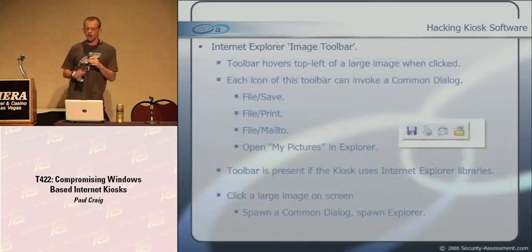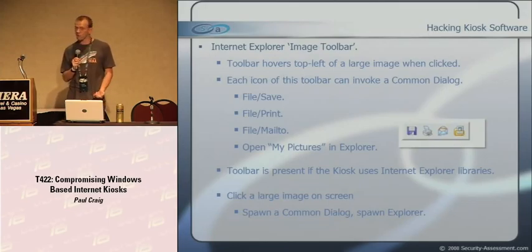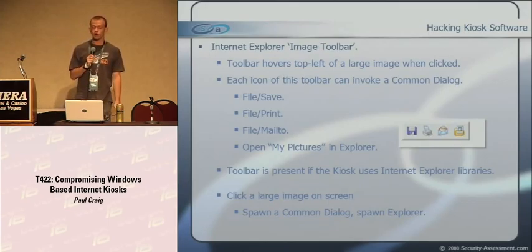Now, the Internet Explorer image toolbar. This is a toolbar that hovers in the top left whenever you click a really large image. Each icon of this toolbar can invoke a common dialog. This will allow you to invoke a file save, file print, file mail to, and open My Pictures in Explorer. It will directly spawn Explorer. If the kiosk is written using Internet Explorer libraries, this toolbar is present because it's part of those libraries. So it's a pretty easy test to do. You click a really large image somewhere on the kiosk, and you see this toolbar pop up. If it does, you win.